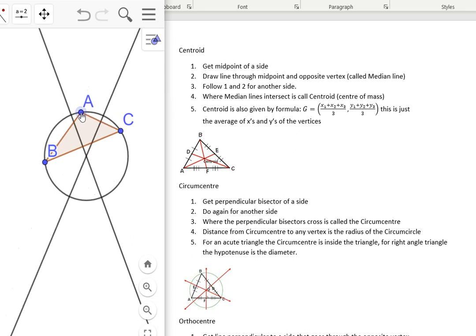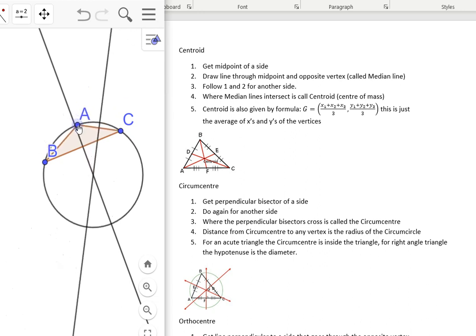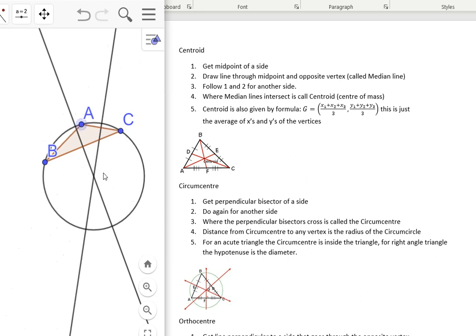Beyond that, if we get the angle at A greater than 90 degrees, you can see something else that happens. The circumcenter is now outside of the triangle ABC. So these are the different facts that can come up when we are dealing with the circumcenter.